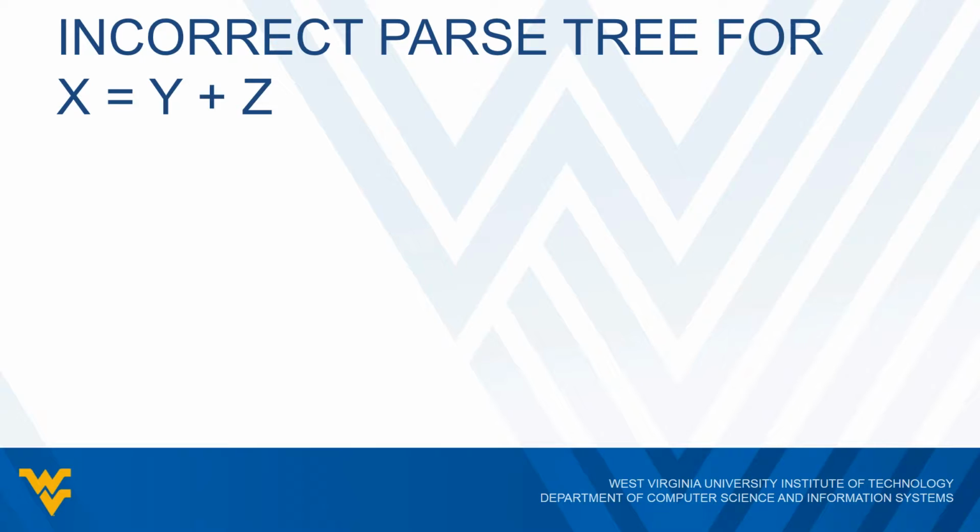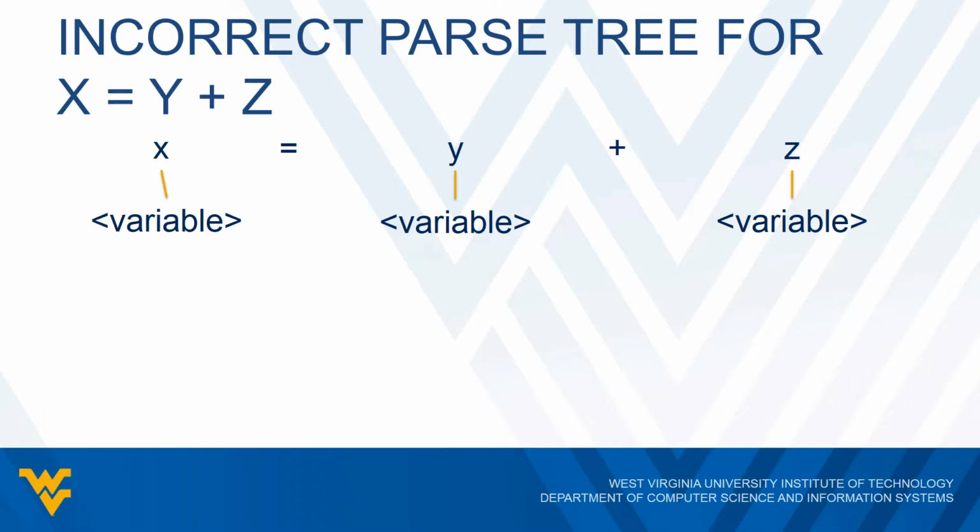Let's take a look at the parse tree. So we still have x equals y plus z, and we still have x, y, and z being variables. But now the difference is that we're going to make just the y variable the expression.